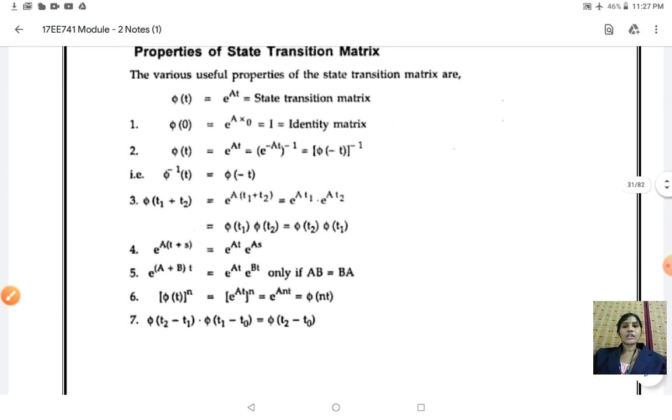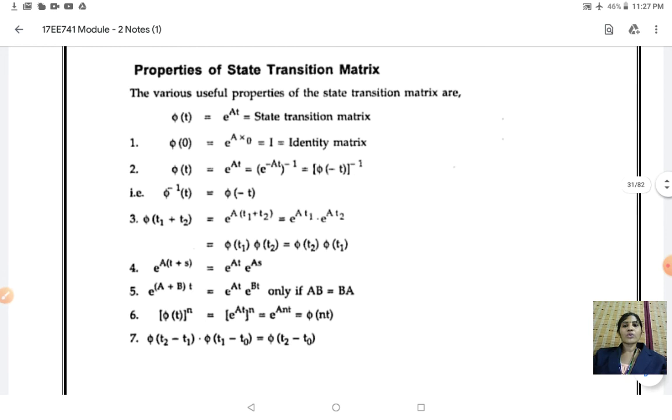In the next class we will solve some problems on how to identify the state transition matrix and what are the different methods available to identify the state transition matrix.